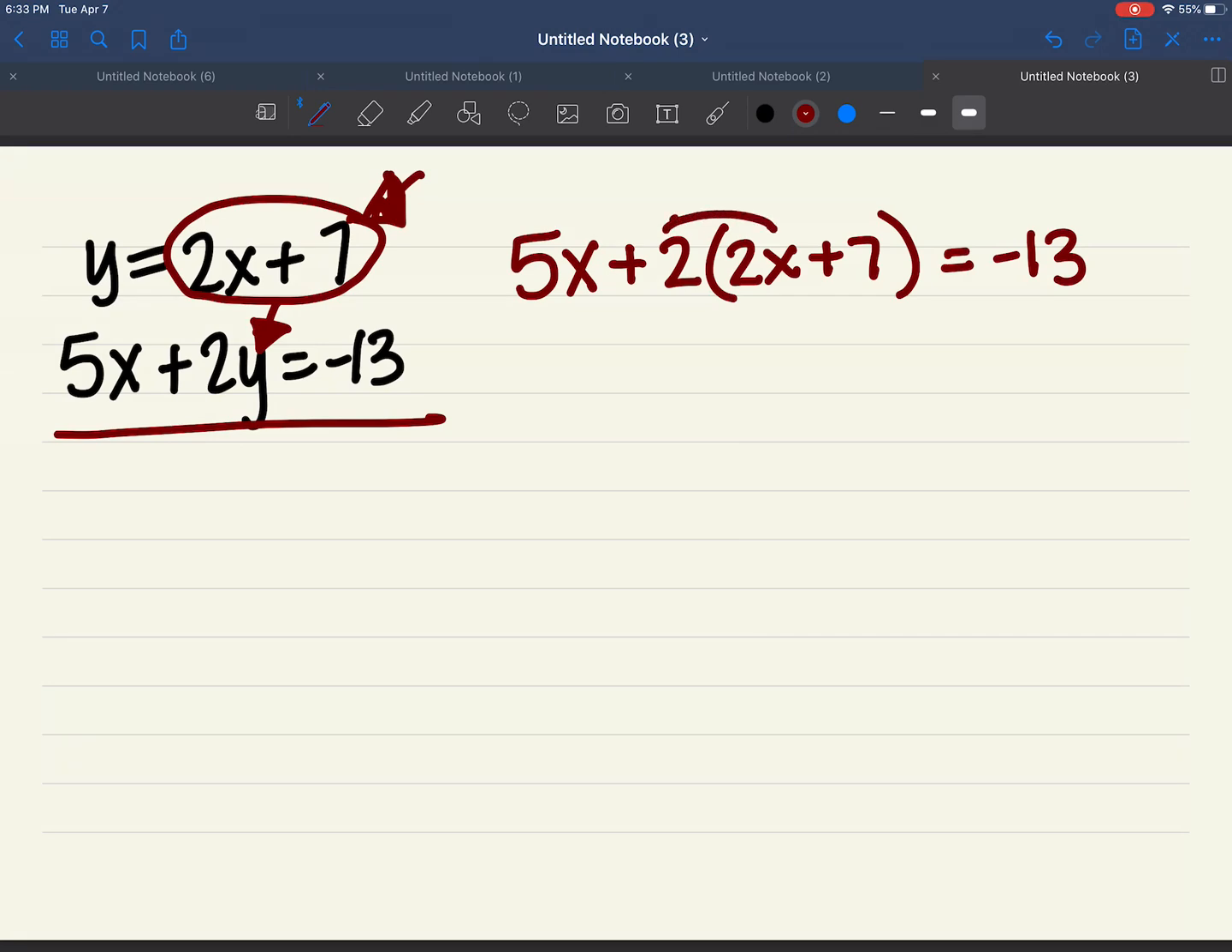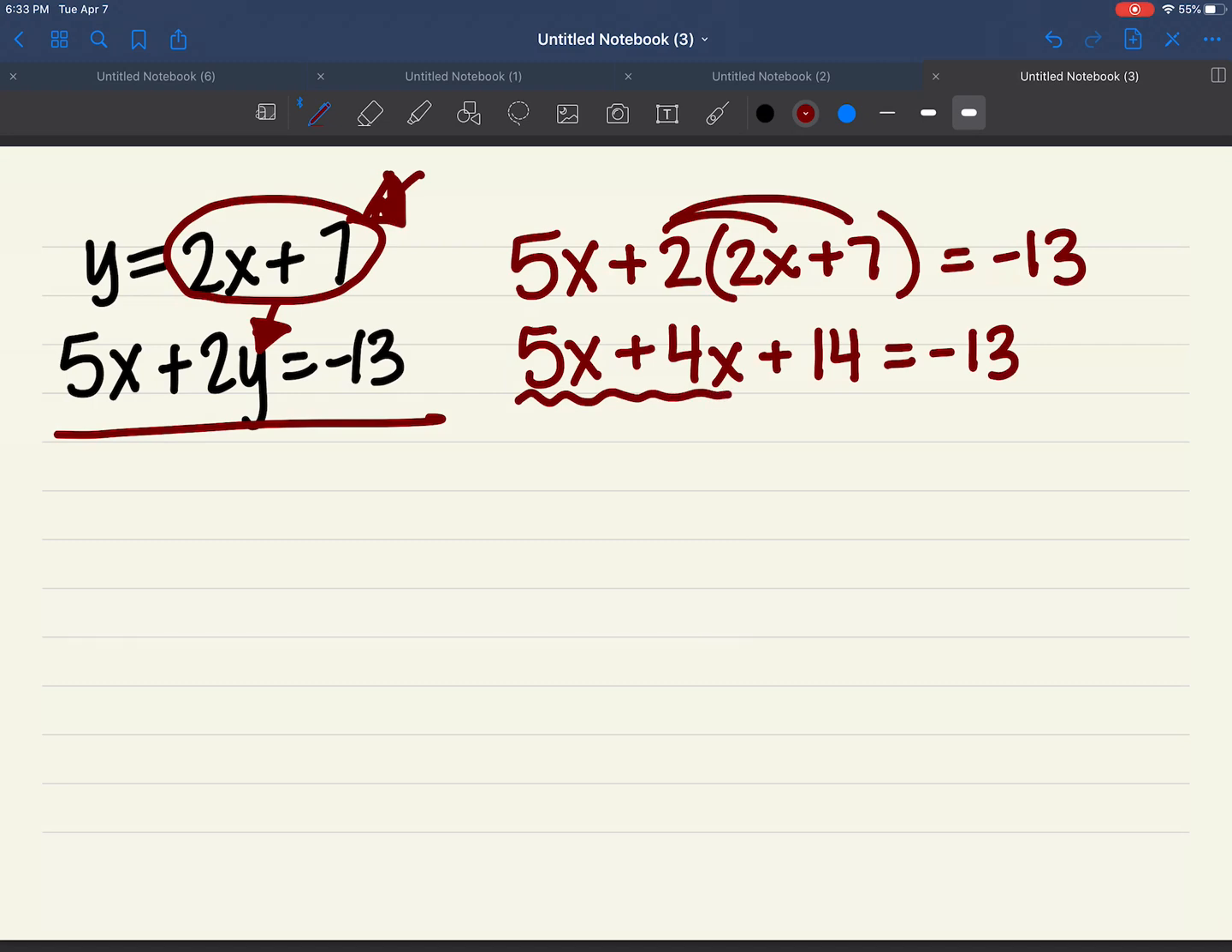Alright, before I can combine any like terms, I have to get rid of those parentheses. We do that using distributive property. So 5x is going to come straight down. 2 times 2x is going to give me 4x, and then 2 times 7 would give you 14. All right. Your next step is to combine like terms. They're already on the same side, so you don't use opposite operations. That's only when you're moving across the equal sign. So 5x plus 4x is going to give you 9x plus 14 is equal to negative 13.